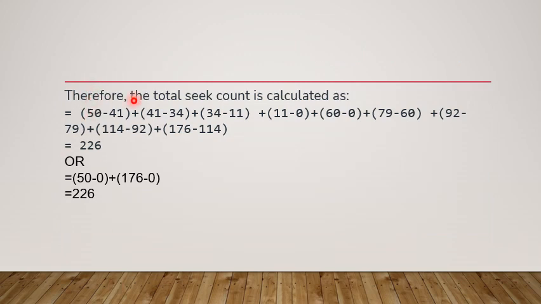Now the total seek count is calculated in this way. We can do 50 minus 41 plus 41 minus 34 and so on, subtracting all the adjacent disks, or we can directly do it: in the left direction the head was at 50 and moved till 0, so 50 minus 0, and then it changes its direction and moves to 176, so 176 minus 0. If we add it, we directly get 226 as our total seek count.